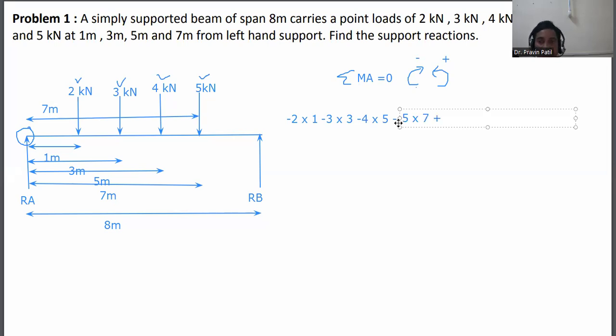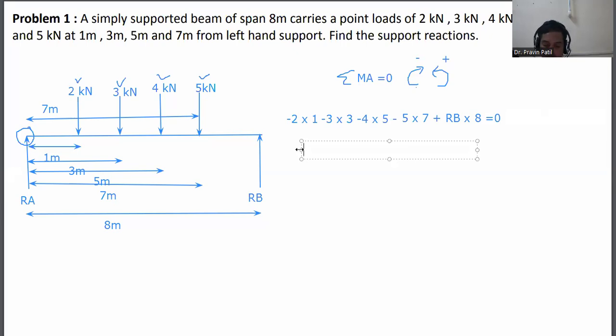Then the last one is RB. RB rotates in the anticlockwise direction, which we consider positive. So plus RB into the perpendicular distance. The distance from B to A is 8 meter. So RB into 8 is equal to 0.